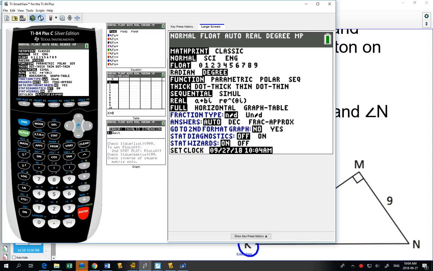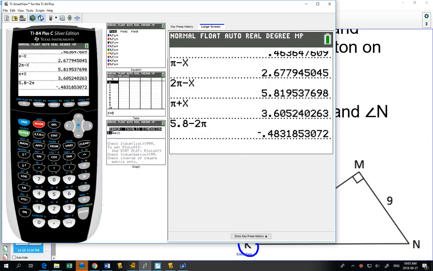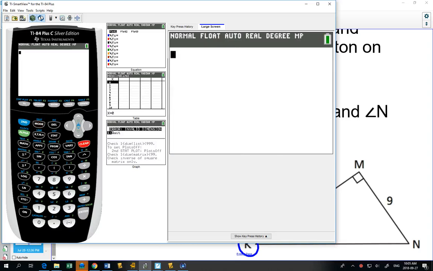And then to get out of this screen, push your second button and the mode again, because above it says quit. And that brings you back to your main screen.